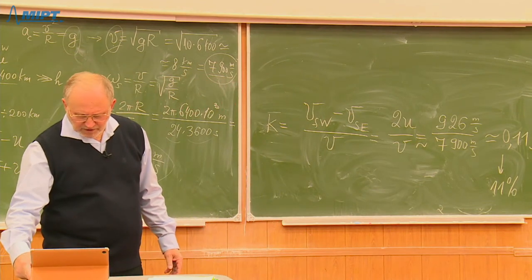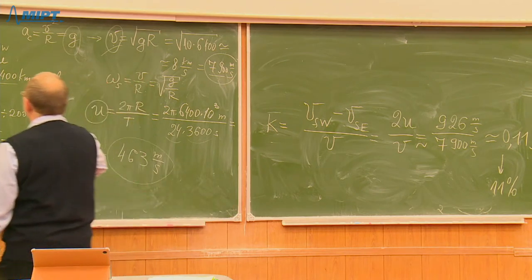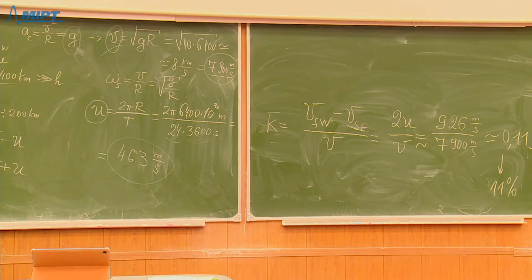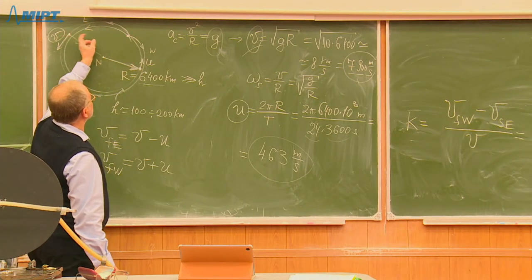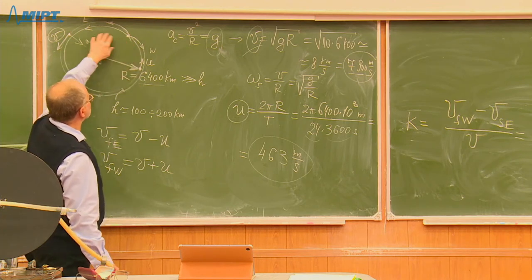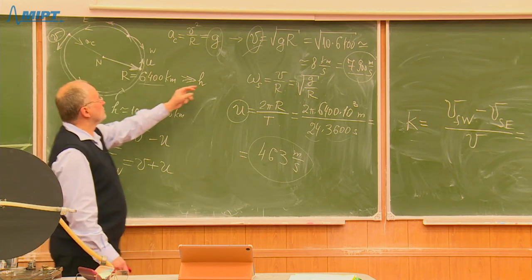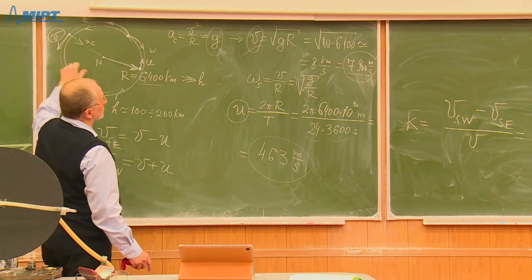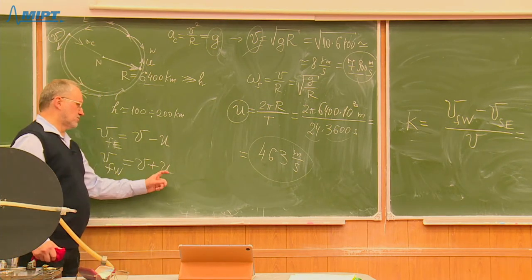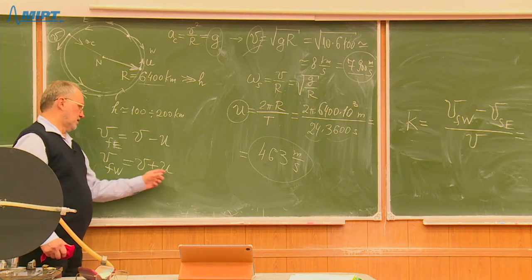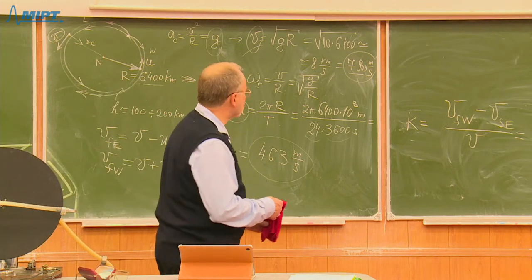What the problem asks is to show that the two velocities differ by about 11%. Because when you launch to the east, the rotation of Earth helps you. And when you launch to the west, the rotation of the Earth is directed in the opposite direction. You must achieve this final velocity, but the rotation of the Earth will have the opposite direction. So you will have to accelerate your satellite to a larger final velocity. That's it. The difference is about 11%.